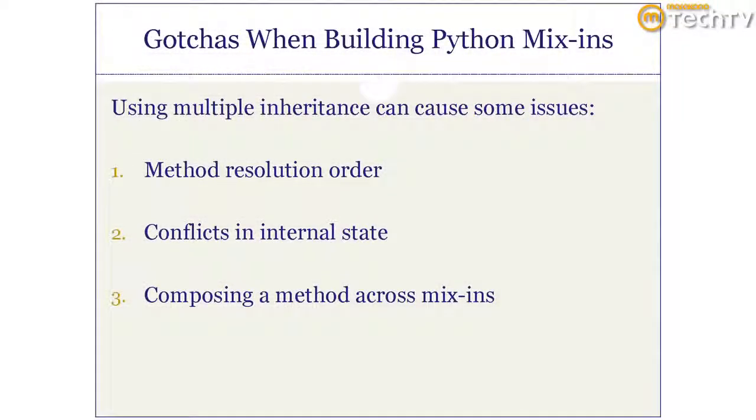First one is method resolution order. The second is conflicts with internal states between the classes. And the third is being able to compose methods across mixins.